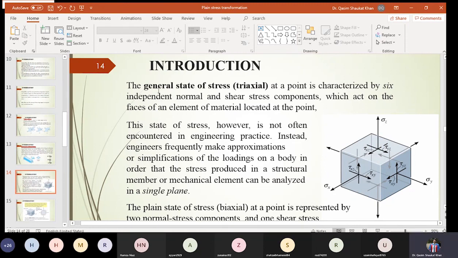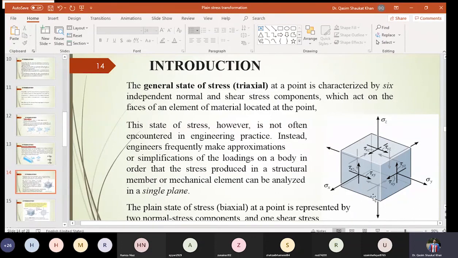Now comes to this point, the general state of the stress, triaxial. Triaxial means three axes, x, y, and z. At a point it is characterized by six independent normal and shear stress components, meaning three normal and three shear stress. We can find them: sigma x, sigma y, and sigma z. These are your three normal stress components.